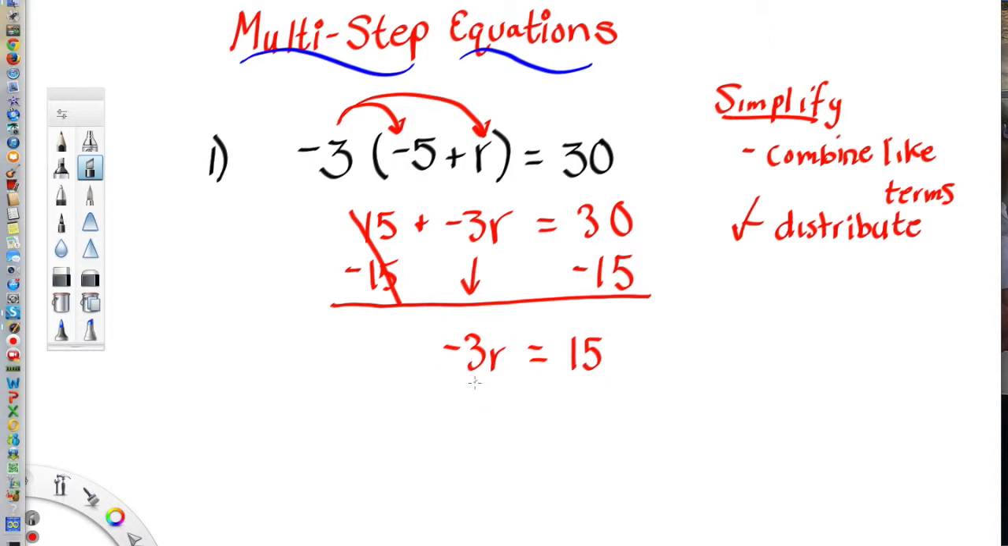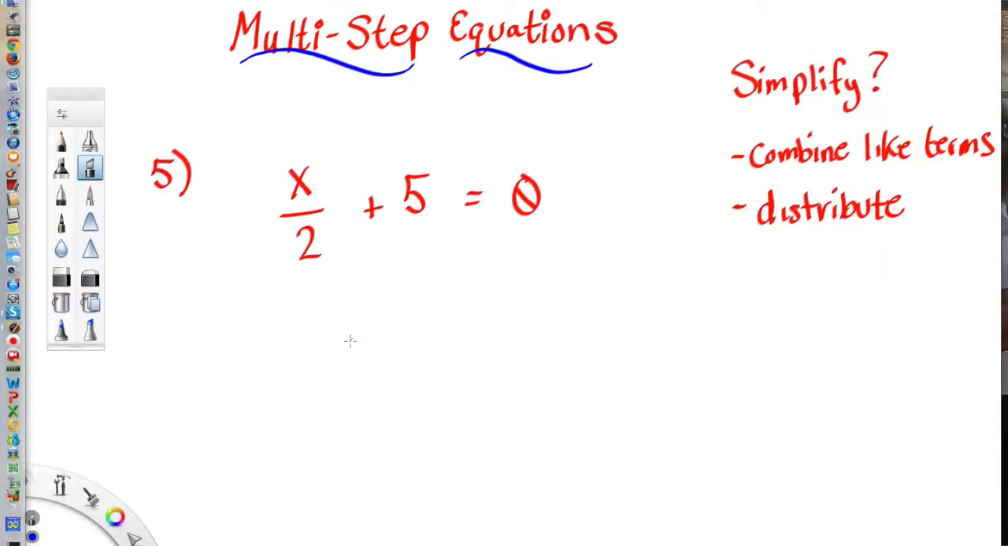Okay, now I've got a one-step equation that's left. I look at what's left of it, and I see that r is being multiplied by a -3. So how do I undo that? How do I remove that? Well, I do that through an inverse operation. The opposite of that would be divide by -3. So I divide this side by a -3, and I divide this side by a -3, and I finally get r is equal to a -5, because 15 divided by a -3 is a -5.